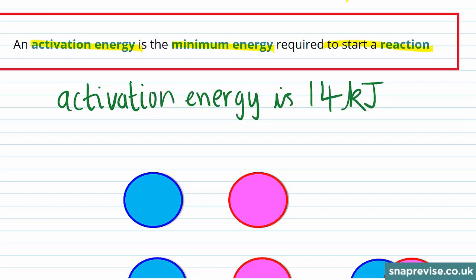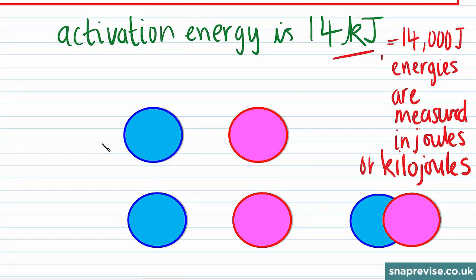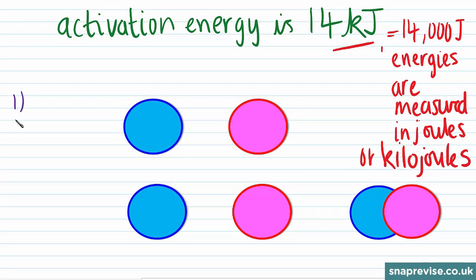The exact value of the activation energy for a reaction will depend on what is reacting and what is being formed, as it depends on the bonds that are broken and formed during the reaction. But we've just chosen 14 kilojoules here as an example. Remembering also that 1 kilojoule is equal to 1000 joules, and energies are always measured in joules or kilojoules. So 14 kilojoules is the same as 14,000 joules. I've just noted that there so you can remember. The important point about the activation energy being 14 kilojoules is this is the energy that the particles need to have if they're going to react. Let's consider two separate situations which we can label as 1 and 2.